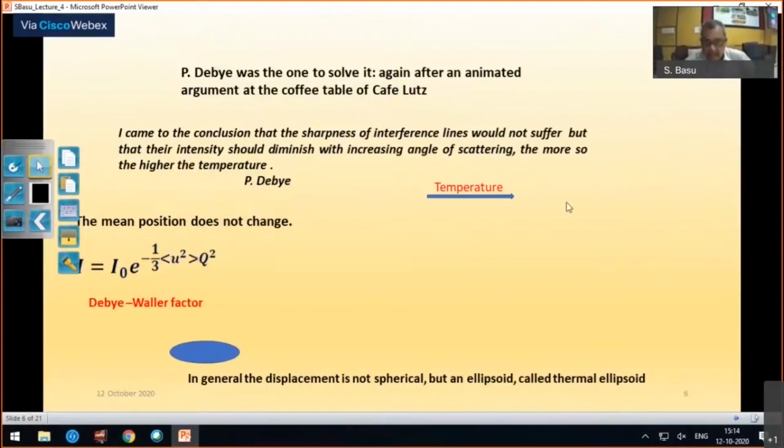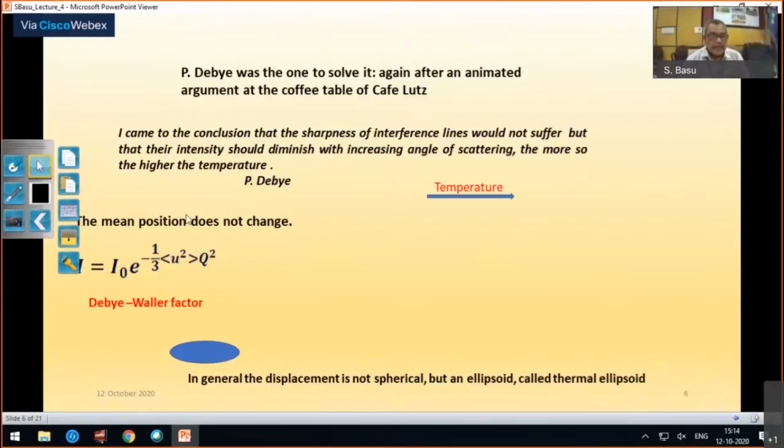He says, and actually speaking, it was discussed heavily at a famous cafe called Cafe Lutz, which was there in Munich at that time. Munich was the center of X-ray diffraction. I'm telling you the story about X-ray diffraction because neutron diffraction follows very closely. So, for example, the temperature will remain the same. So, what Peter Debye says is that I came to the conclusion that the sharpness of interference lines would not suffer, but the intensity should diminish with increasing angle of scattering, the more so the higher the temperature.